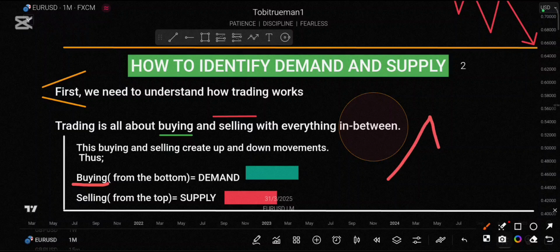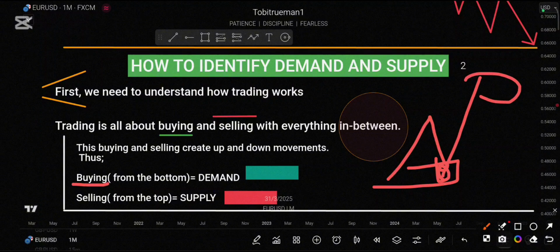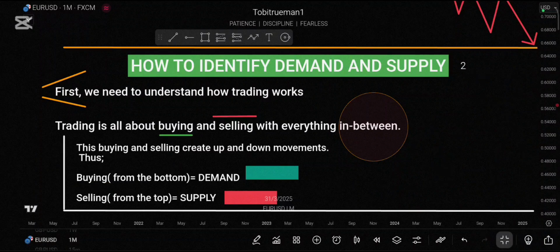Now, simply put, we buy from the bottom. Let's say the market is going up and you have a demand zone here, we buy from here. We don't sell from a demand zone, we buy from a demand zone. Then maybe when the market is coming down, we can say, okay, this is a supply zone, we sell from a supply zone. That is just some rough sketching. So we buy from a demand zone, and we sell from a supply area.